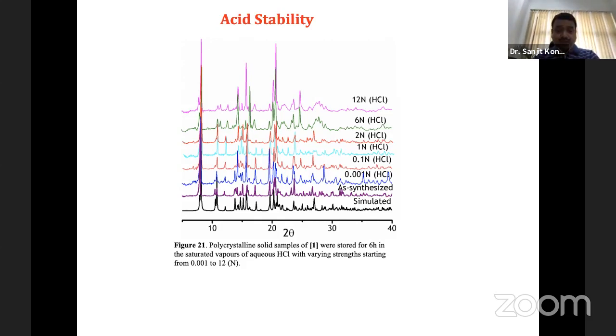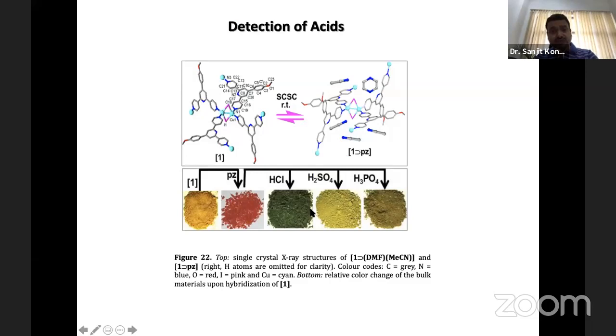Now, once we expose it to different acids, one beautiful thing happened. This is the freshly prepared sample. This is when you give the pyrazine. What is the color? Red.